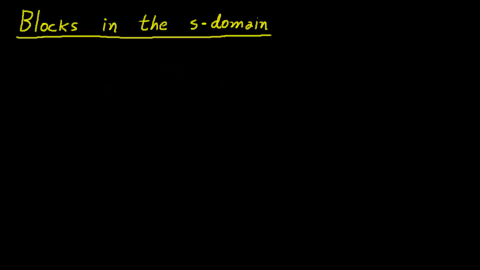Let's very briefly recapitulate some of the key aspects of what we've learned so far. On the one hand, we have systems, which we represent with blocks, such as this one. And a block is just a model of a system.